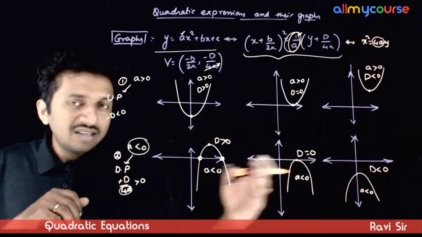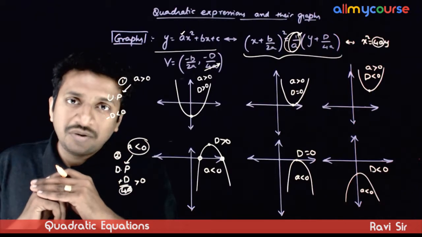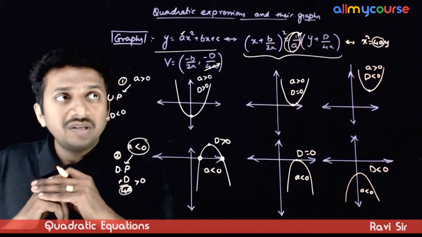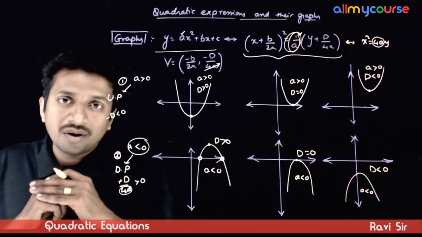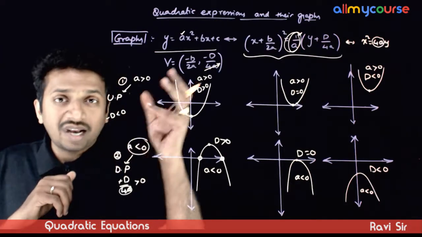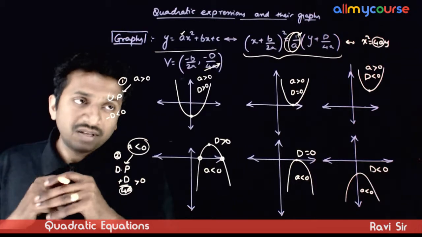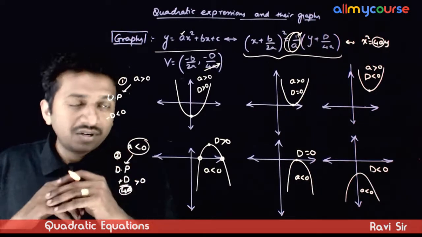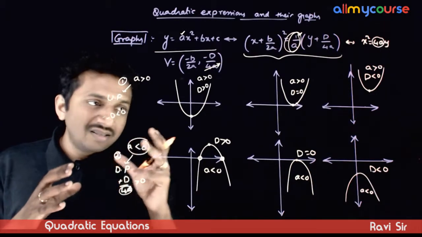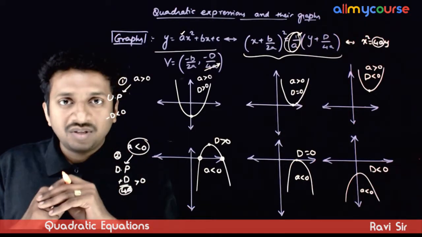So these are the 6 possible cases that you can have with respect to the graphs of quadratic equations or graphs of quadratic functions. So now let us go forward and see whether you can see some interesting points about these graphs or not.